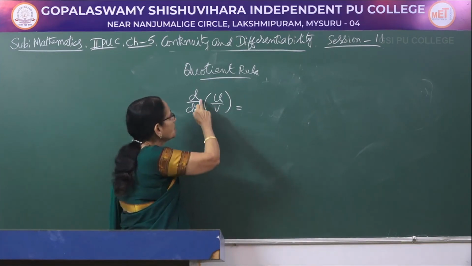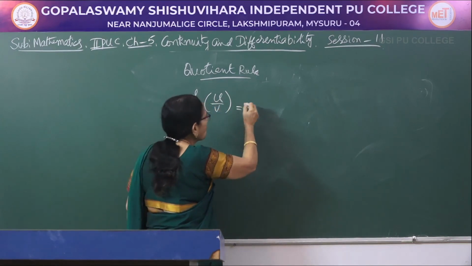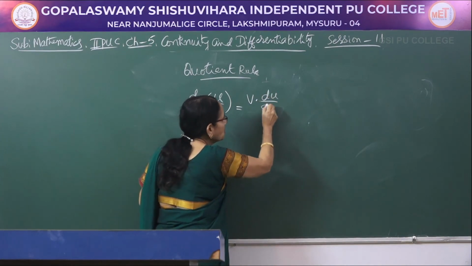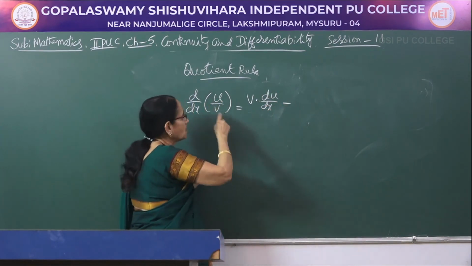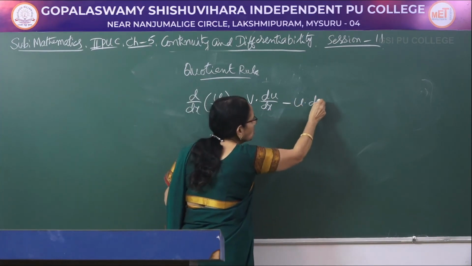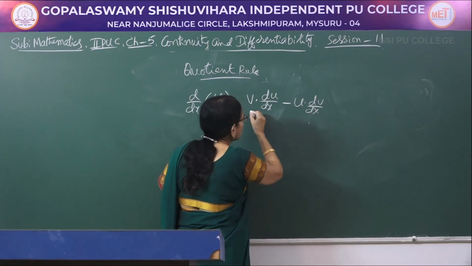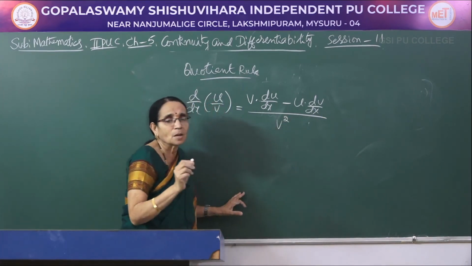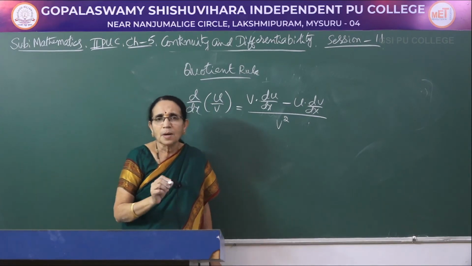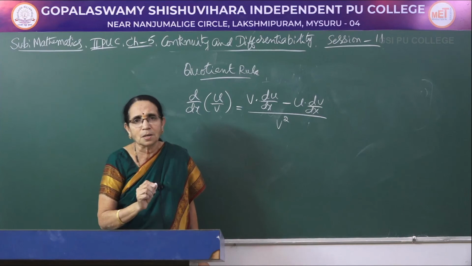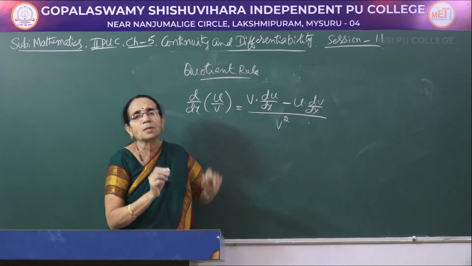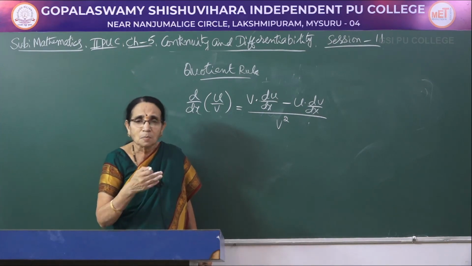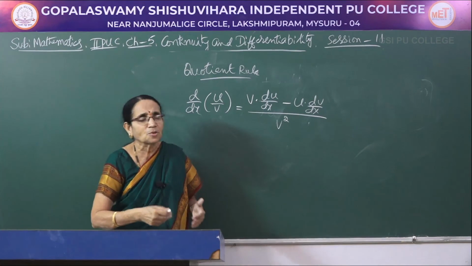So, d by dx of u by v is v, v means the denominator, into the derivative of the numerator, minus the numerator u into the derivative of the denominator dv by dx, whole thing divided by the square of the denominator. Always remember it by heart with reference to the numerator and denominator, because when you write u and v, that may be a little bit confusing. You may commit some mistake here.